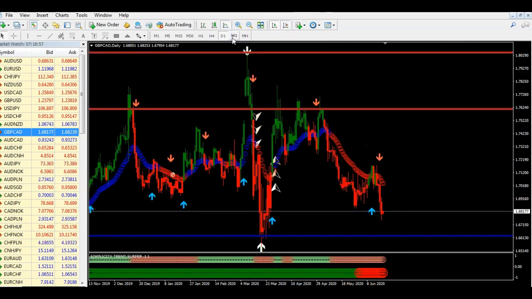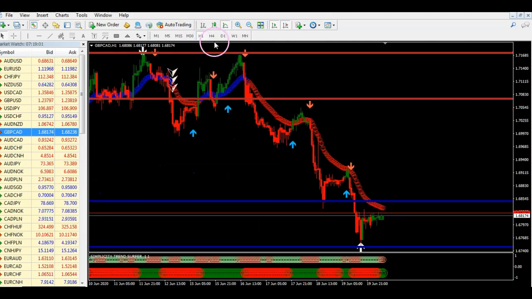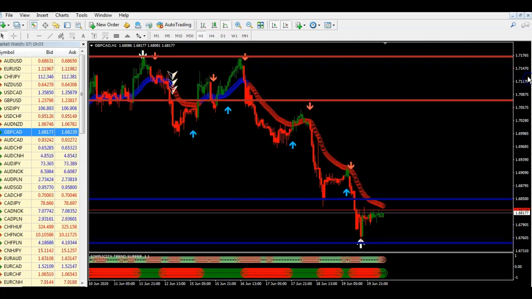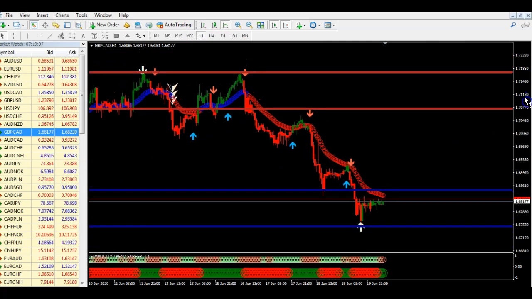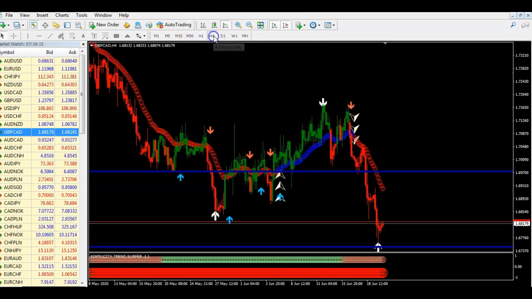Okay, so the 1 hour on that one. Yeah, and the 1 hour is a little more clear, obviously. Wait for this pullback. You can probably take advantage of that pullback right there in the 1 hour. But be careful, because you're going against all this power right here. So if you're going to do a small pullback, it's fine for a few pips. And then I will stay away until it confirms that this is a reversal.